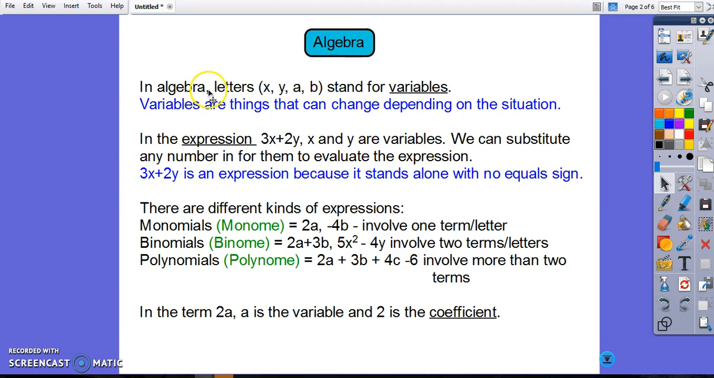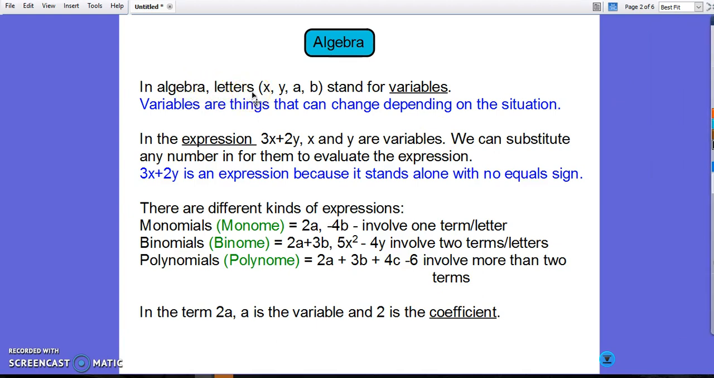So in algebra, we have letters. X, Y, A and B are examples of letters that can be used. You may also sometimes see Greek letters like alpha or beta, for example, used. And these letters stand for variables. Now variables is underlined because it's a really important word in the discussion of algebra. And I've given you here a definition of this word in blue. So variables are things that can change depending on the situation.